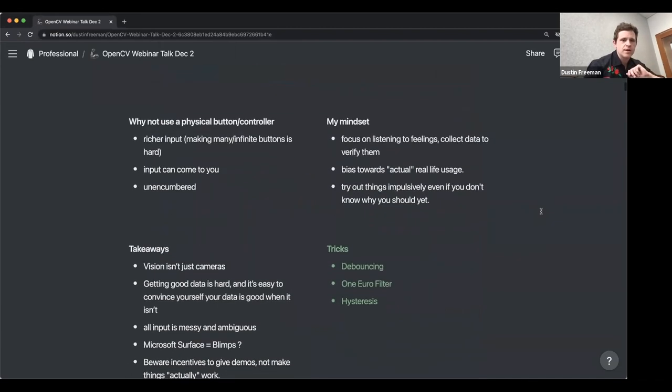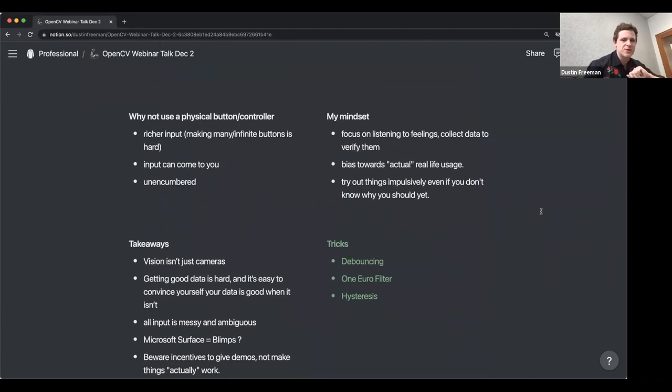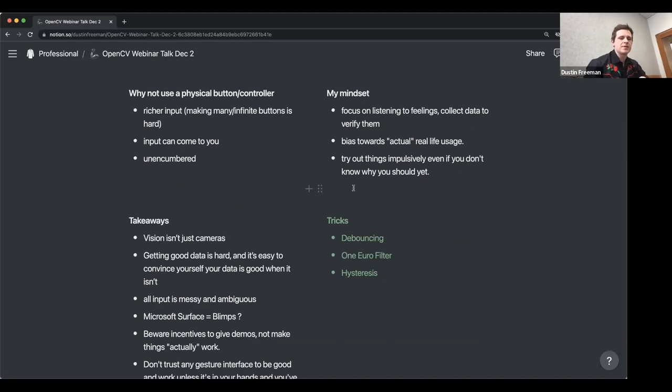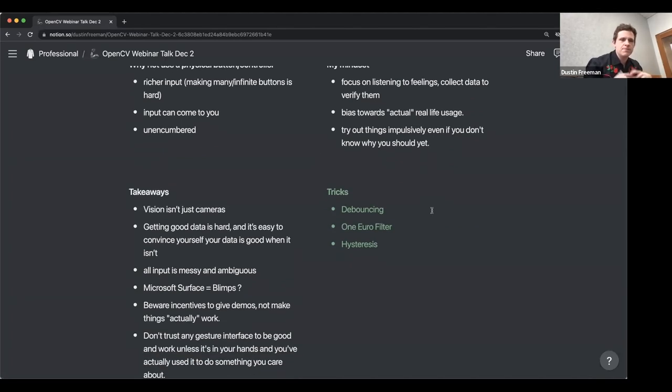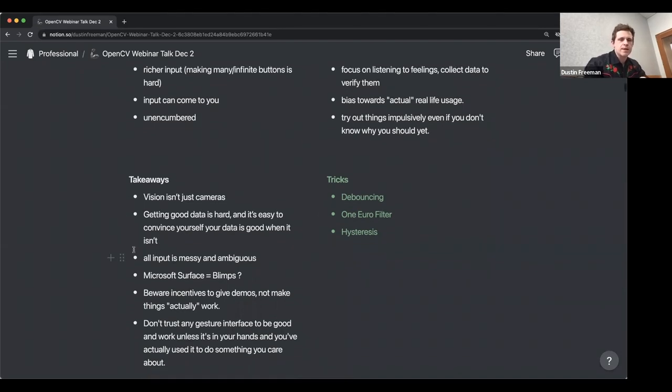So this is just going to be some text. These are mostly notes to myself, but the takeaways I want you to have are: vision isn't just cameras, and getting really good data is hard. Like I said, sometimes we bias towards accuracy, but if you want to use a detection system for real-time input, you should think about how it can turn into something that's actually usable. And everything pretty much depends on these three tricks.